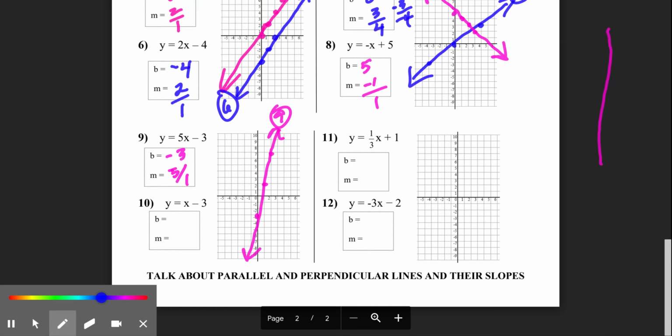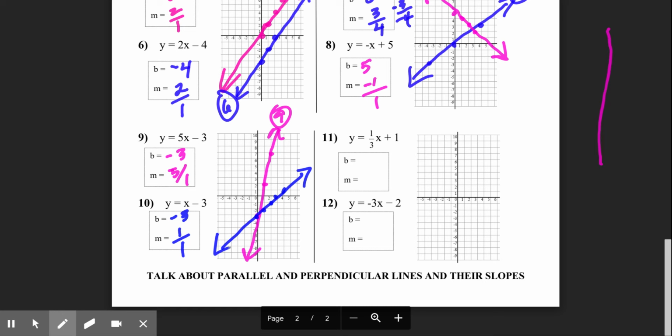All right, problem 10. Your y-intercept is -3, just like on problem 9. So you're going to start at the same place, but the slope is 1, so that's 1 over 1. So we're going to start at -3 and then go up 1, right 1, up 1, right 1, up 1. You can keep going. There you go. All right, so this is problem number 10.